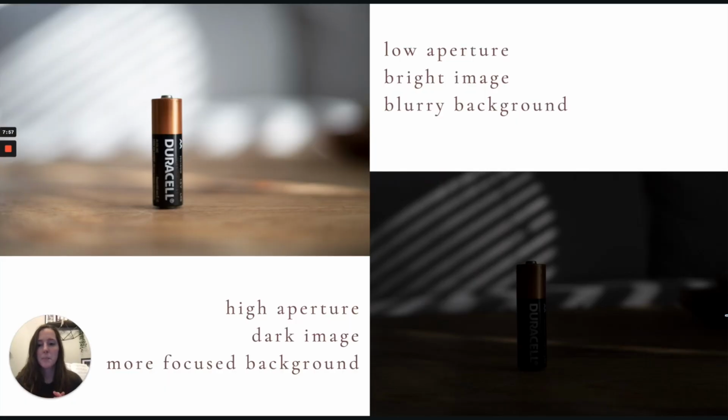Okay, so here's a nice battery. The most beautiful picture of a battery you've ever seen, I'm sure. In this picture to the left, I have a low aperture, and it's a nice, bright, properly exposed image, and it's a blurry background. If I raise my aperture, now I have a higher aperture, I've got this darker image down here in the right corner, but you'll notice it's more focused in the background. So it's about what you're going for. But do you see how these lines of the window are way more in focus than this one up here? That's just my baby. Okay, so that's aperture.